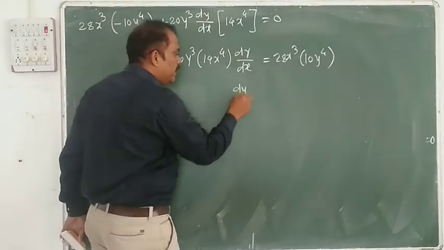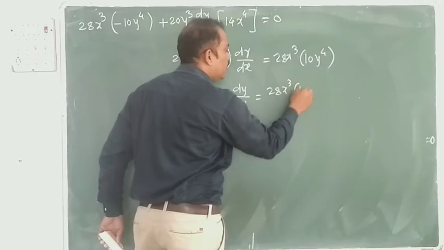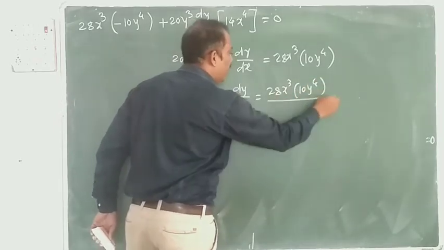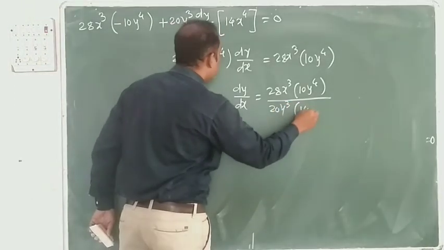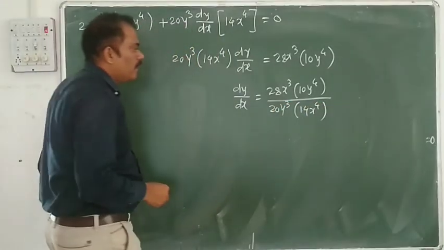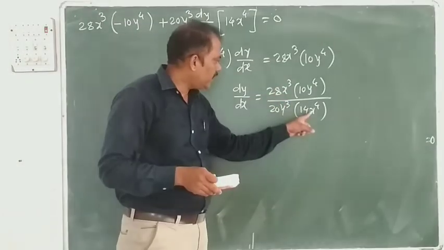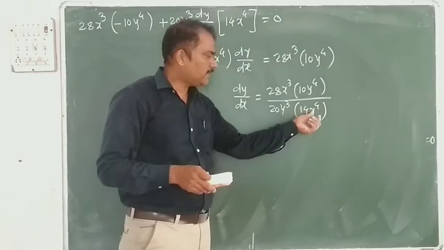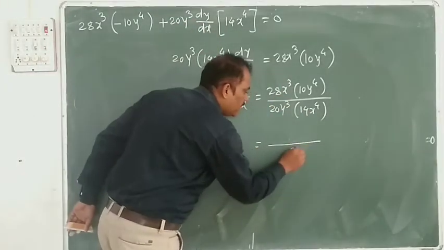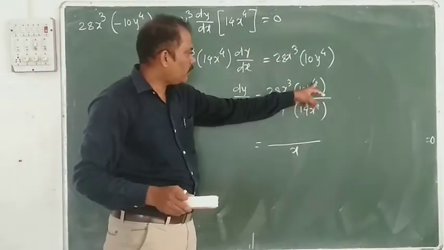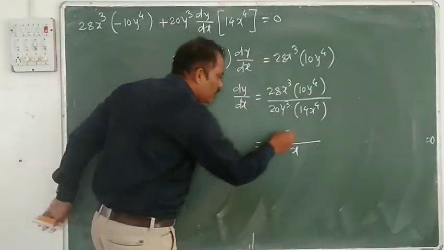So that dy by dx is equal to 28x cube into 10y raised to 4 divided by 20y cube into 14 times x raised to 4. Okay, first of all we have to think about only the variables. Here x raised to 3, here x raised to 4. From this x raised to 4, x raised to 3 get cancelled, so that in the denominator only x remains. Here in the numerator y raised to 4, here y cube, so from this we cancel y cube, so that only y remains.